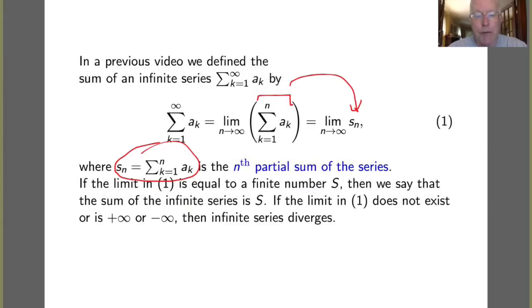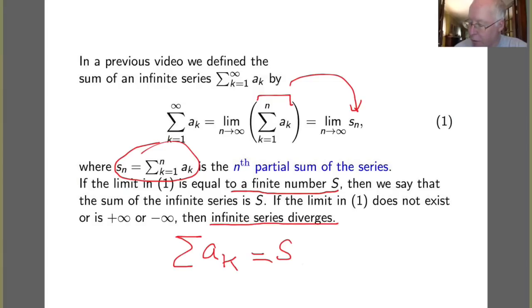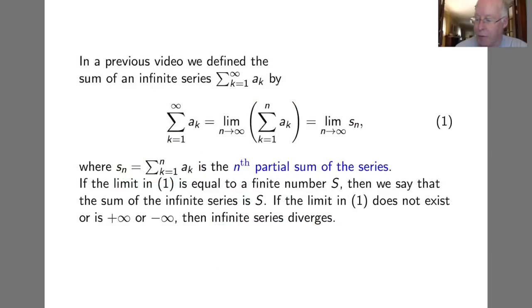Now, a limit may exist or it may not exist. If this limit in 1 exists and is a finite number s, then we're going to say the sum of the infinite series is s, and we'll simply write summation a sub k equals s. On the other hand, if that limit does not exist or is plus or minus infinity, then in those cases we're going to say that the infinite series diverges.